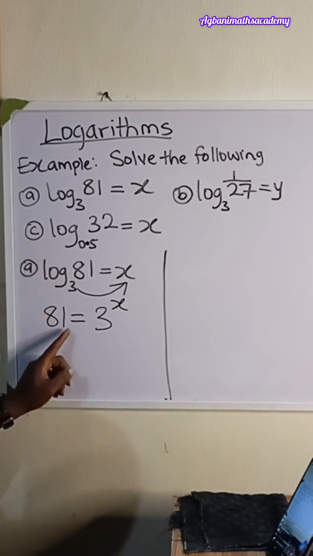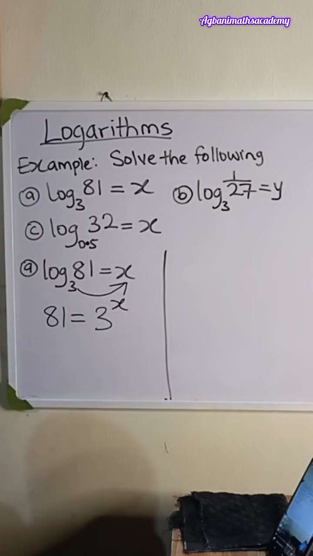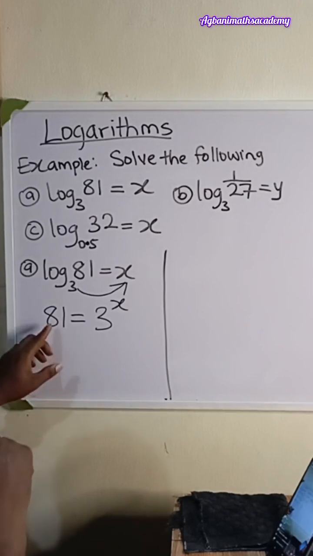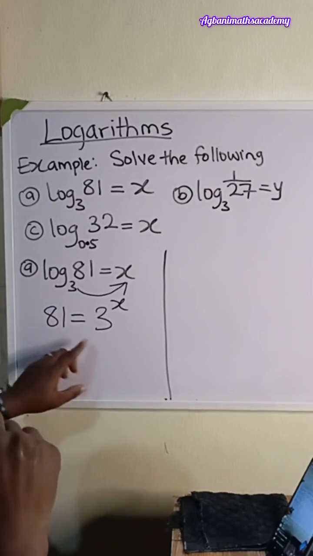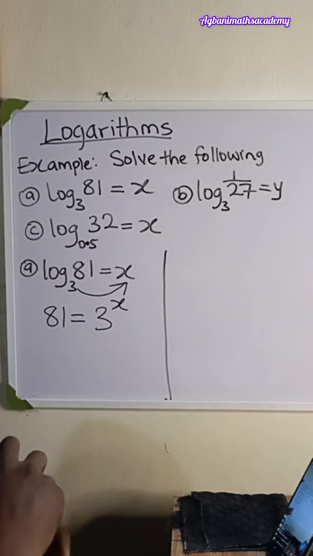Now we have 81 is equal to 3 to the power of x. The next thing we are going to do is write 81 in index form. Let the base be 3. How many times will 3 multiply itself to give you 81?